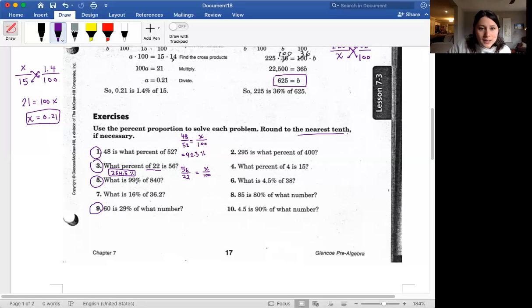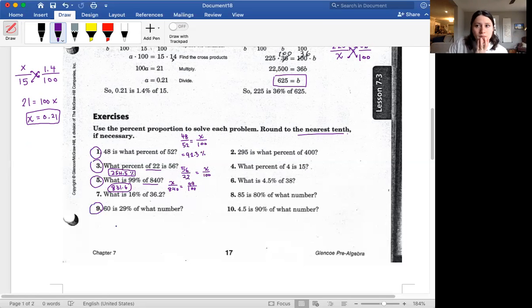Okay, number 5. What is 99% of 840? So we don't have the amount that's above 840. We know it's out of 840. And then we have 99% out of 100. So now we can do 840 times 99, and then divide that by 100. And the answer is 831.6. That out of 840 is 99%.